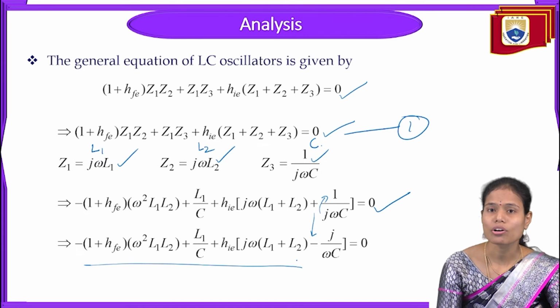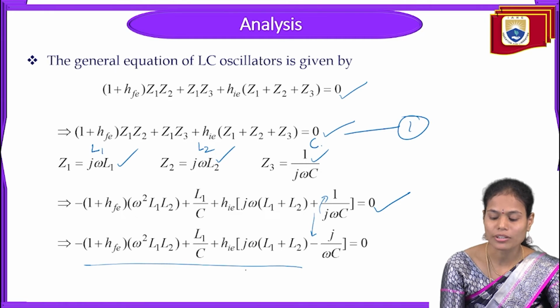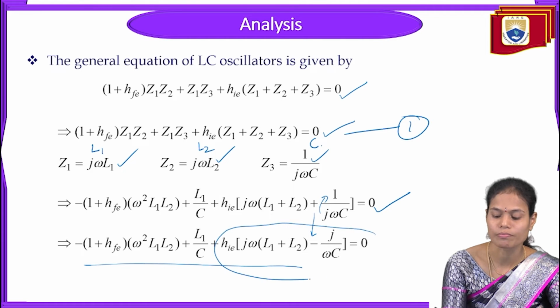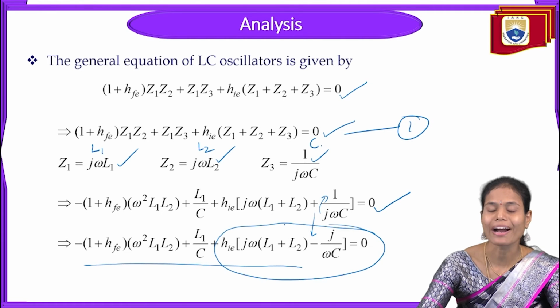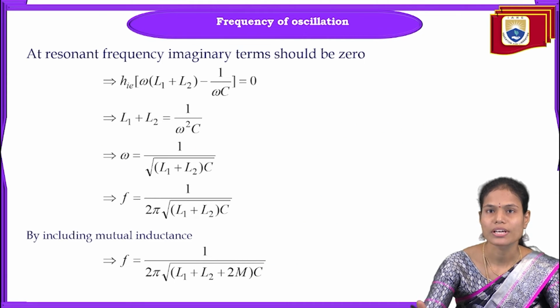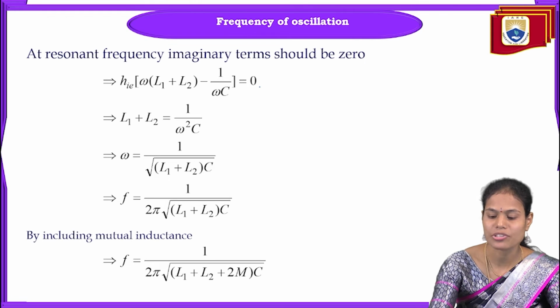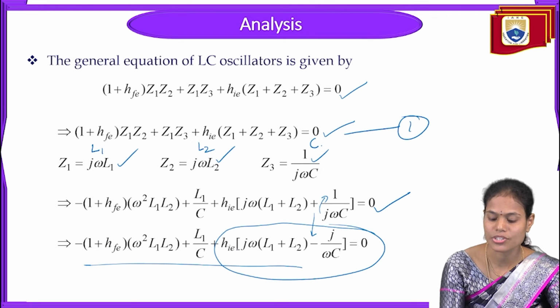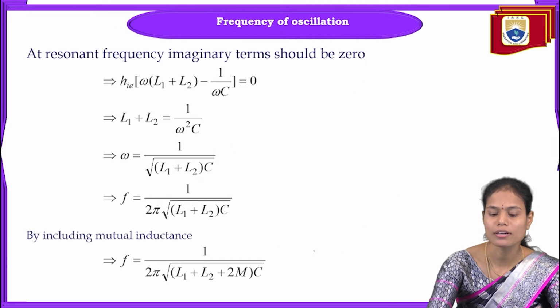In order to find the frequency of oscillations, or the resonant frequency, the imaginary part of this particular equation must be equal to 0. So I am taking only the imaginary terms here, that is, HFE into omega times L1 plus L2 minus 1 by omega C is equal to 0.